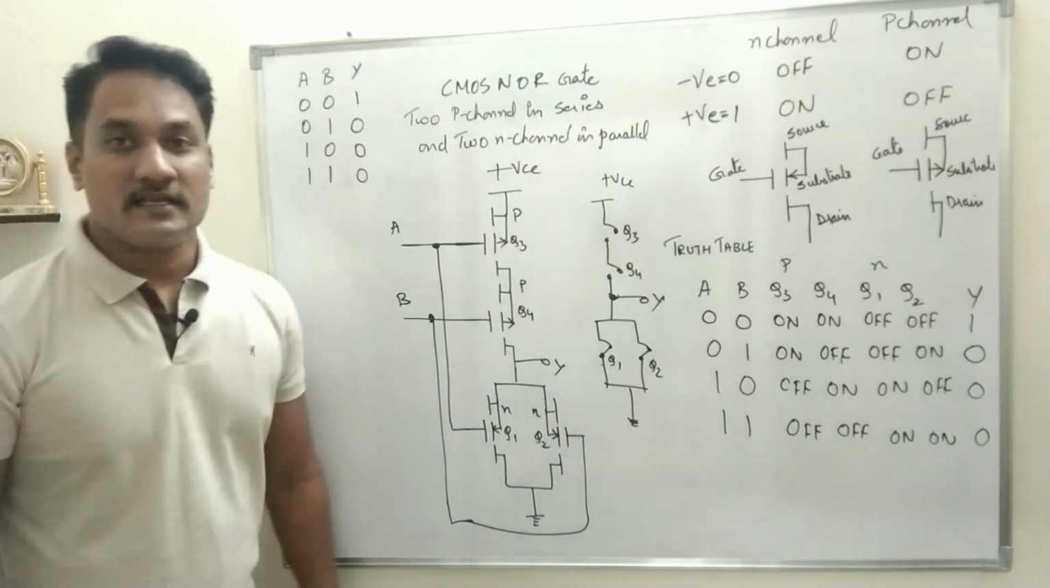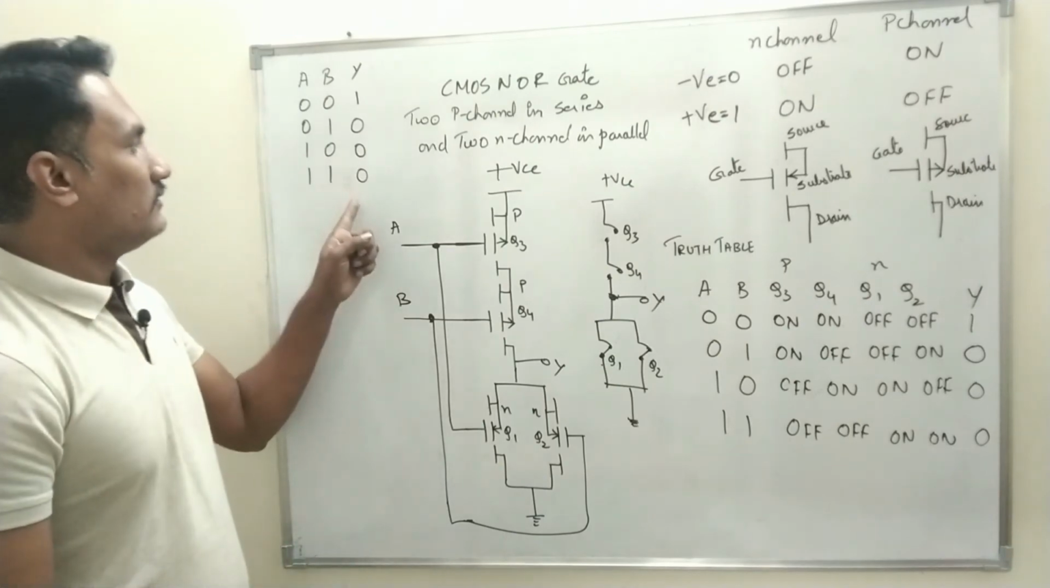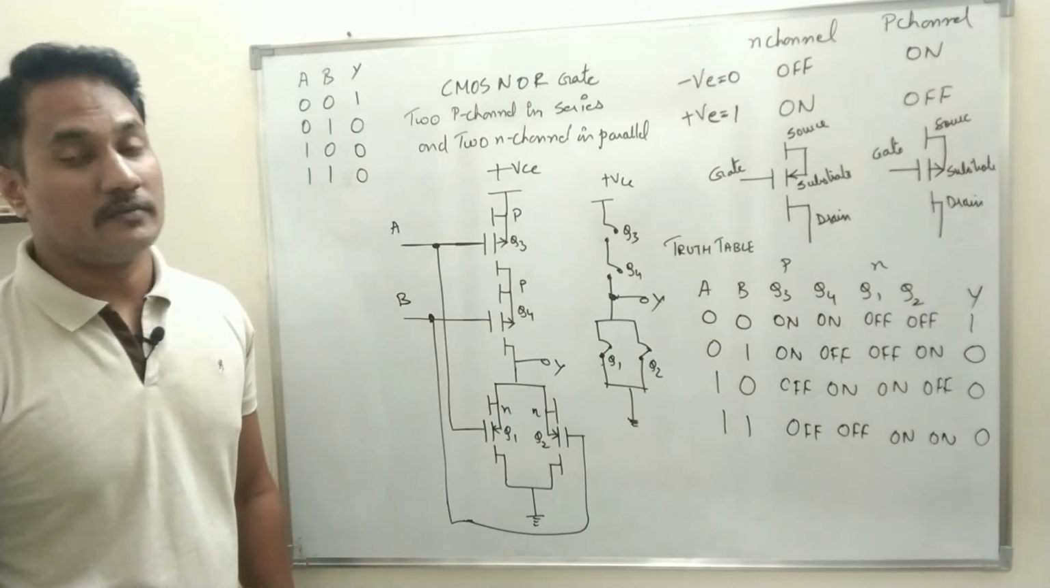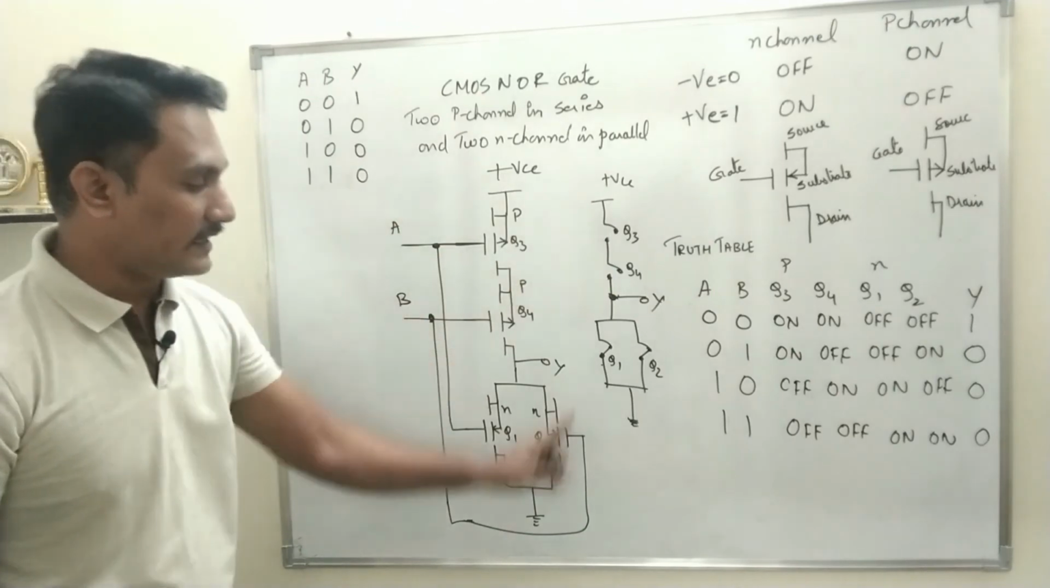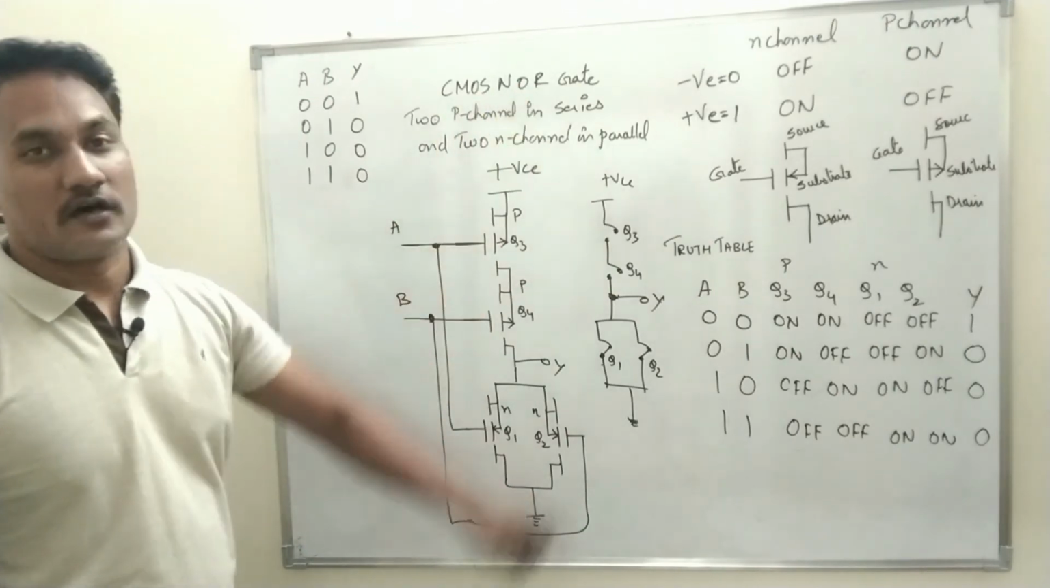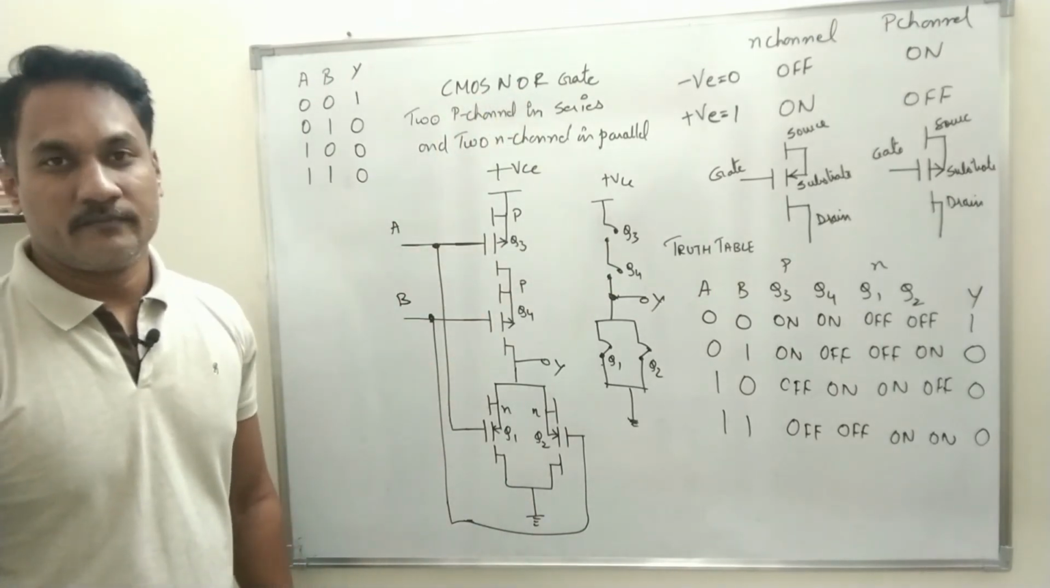So output Y is 1 0 0 0, which is nothing but the truth table of the CMOS NOR gate. So this circuit diagram is for the CMOS NOR gate logic family. I hope you have understood.